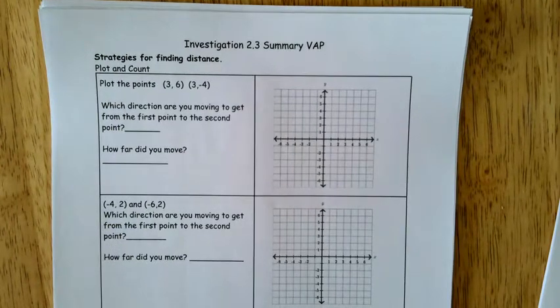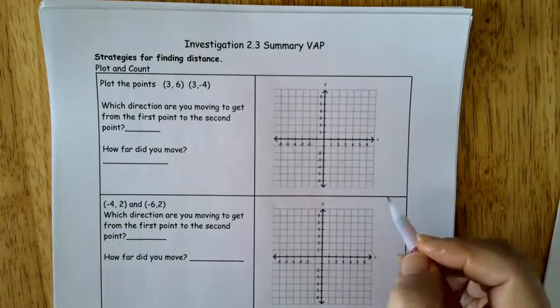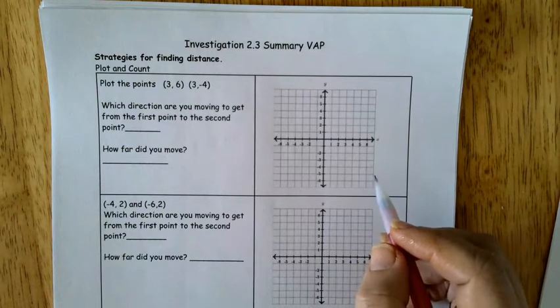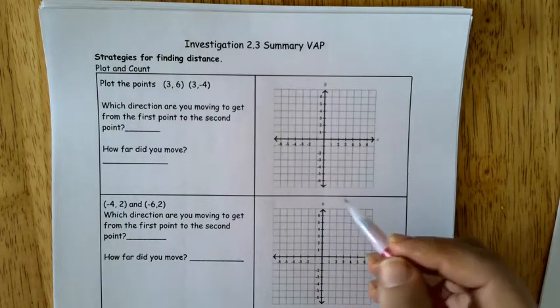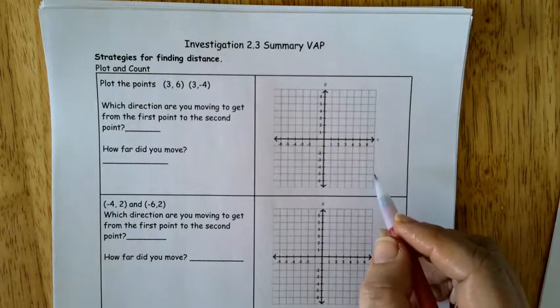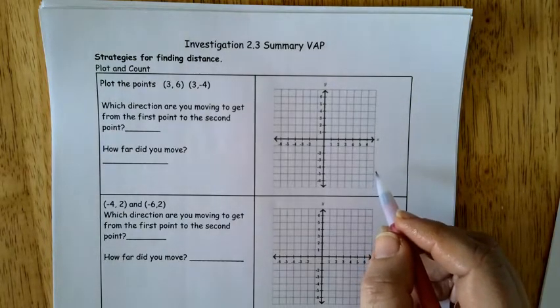Now on the second page, we're going to be talking about distance between points. In 6th grade, we're just going to work on points that are either vertical or horizontal from each other. When you get into algebra, you'll learn a formula for points that are diagonal.